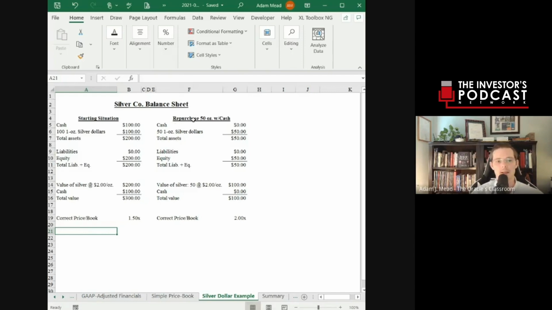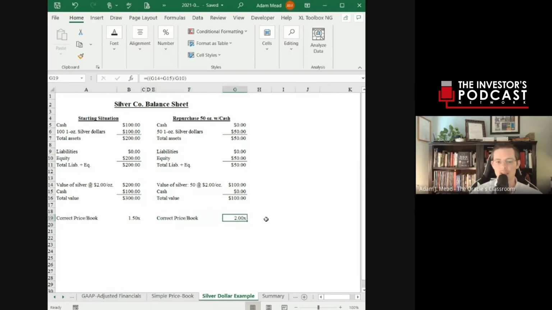Let's pretend that this hypothetical company was able to repurchase half of these silver dollars at the $2. So the cash goes to zero, right? So we're taking 50 of these silver dollars at $2. That's $100 going out of the coffers of this company. All we're left with are these 50 silver dollars valued at book at $1, but still worth two. And so now our equity has gone down to 50. The value of the company is 100, and the correct price to book is actually two.